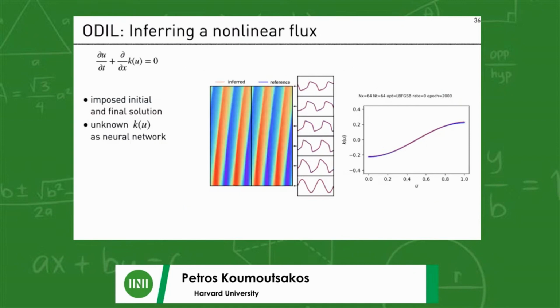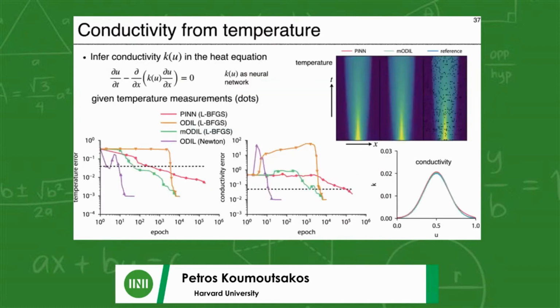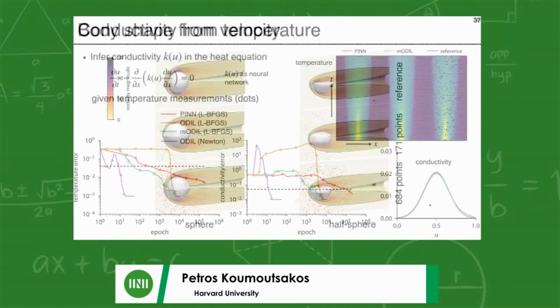Solutions with this ODIL. So here I'm inferring the nonlinear flux. I have imposed the final solution and the initial solution. The unknown here is a neural network. So this ODIL seems to work quite well. We are doing other things, like developing the conductivity from having different temperatures. The temperatures are given to me as measurements here. Can you infer the K of U? Here is what PINNs do. Here is actually a multi-resolution method that I will talk about in a second. And in ODIL, that's what it does. And the conductivity, more or less, all of them get the same thing. There are some issues here with the PINNs, but that's just to show you what we can do.